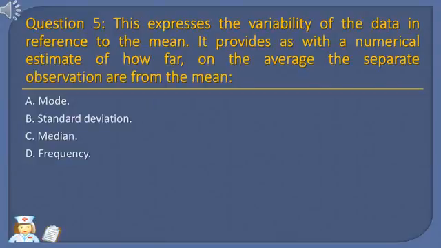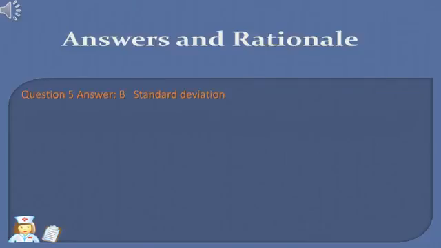Question 5. This expresses the variability of the data in reference to the mean. It provides us with a numerical estimate of how far, on the average, the separate observations are from the mean. A. Mode. B. Standard deviation. C. Median. D. Frequency. Question 5 answer. B. Standard deviation.